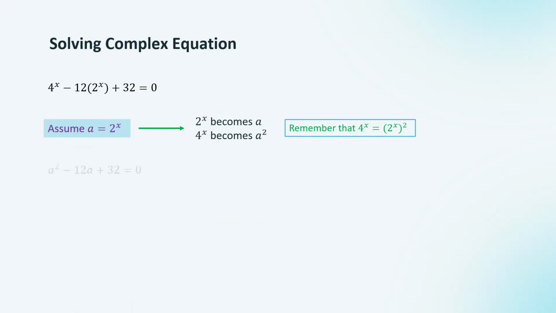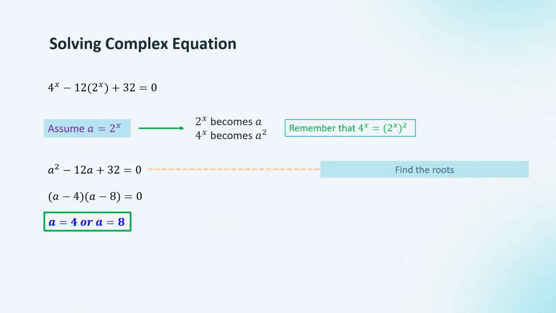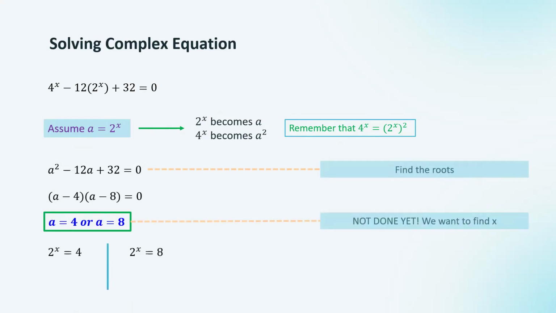After this, we can try to substitute it. We get a good quadratic equation, and then we can try to factorize this. We get that a is equal to 4, or a equals to 8. So 2 to the power of x is equal to 4, which means x should be 2. And then 2 to the power of x equals to 8, which means x should be 3.